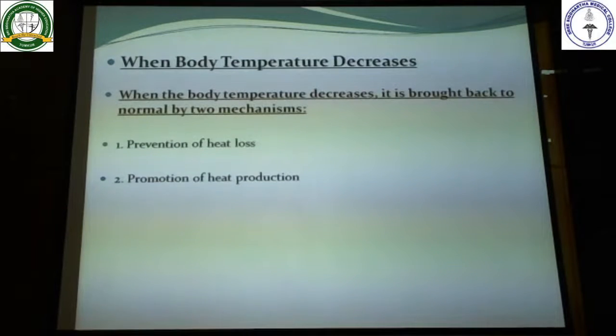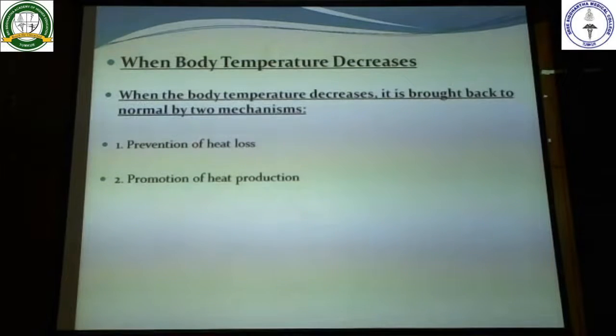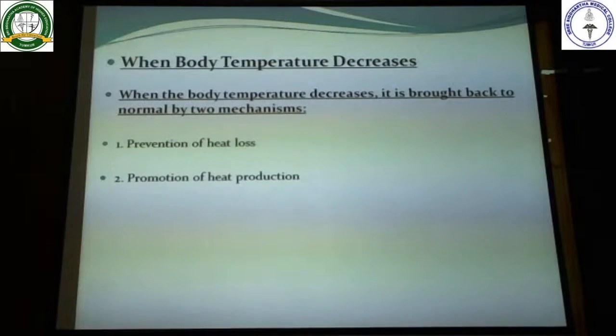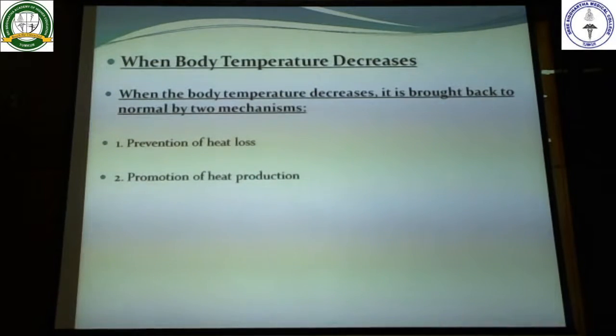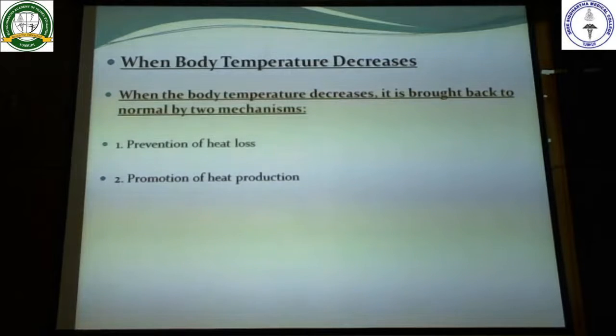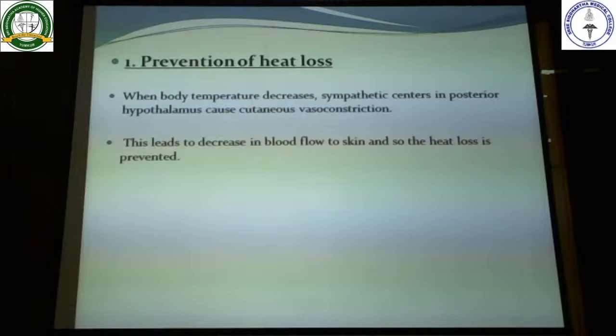Now, what happens when the body temperature is reduced? In such conditions, it will be brought back to normal by two things: one is prevention of heat loss, and second is production of heat. Now, how is heat loss prevented?